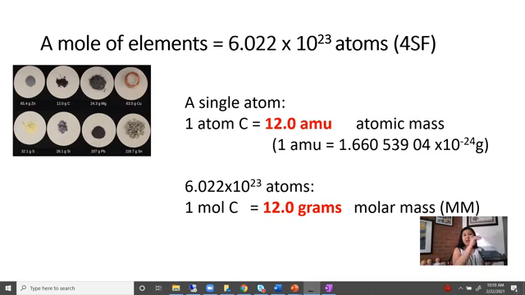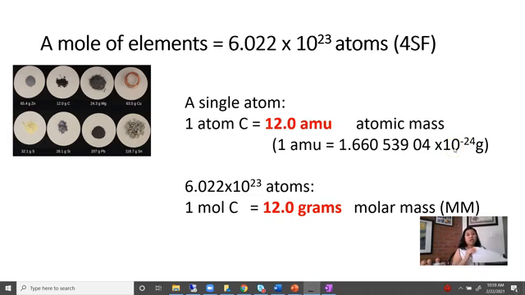But if you have an actual scale that can measure a light material, it will reflect as 12 AMU. AMU is called atomic mass unit, and it will have this much equivalent weight in grams. Notice that this exponent is very small. That's because it's very, very light.